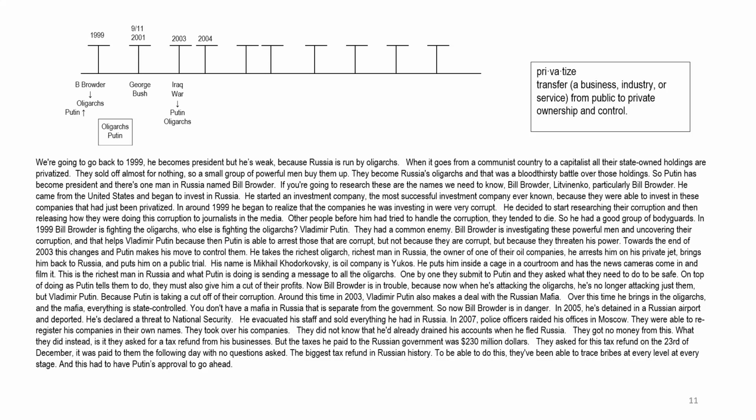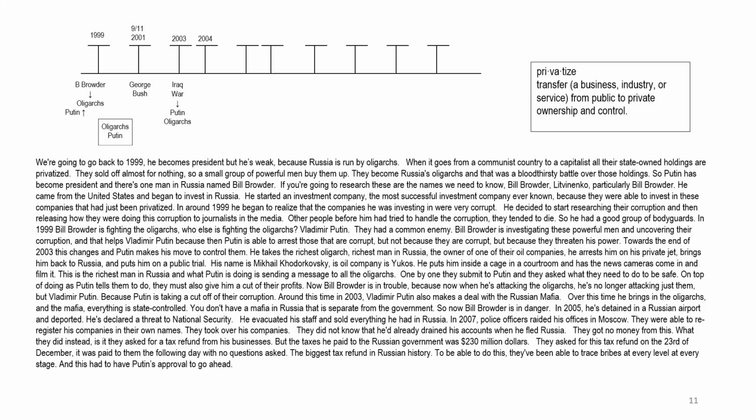In 2007, police officers raided his office in Moscow. They were able to re-register his companies in their own names. They took over his companies. They did not know that he had already drained his accounts when he fled Russia. They got no money from this. What they did instead is they asked for a tax refund from the businesses.